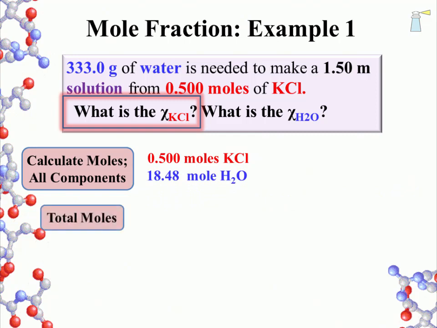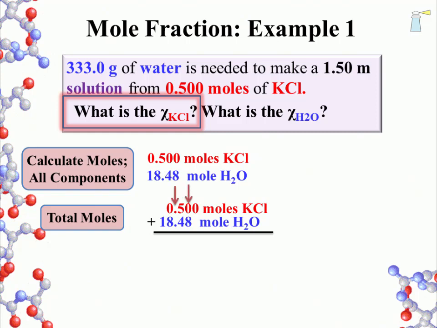Step 2 is the arithmetic step of adding all the mole values together to get a whole. That is 0.500 moles of KCl plus 18.48 moles of H2O. A good way to get the number of significant figures correct is to line up the decimal points and note the last digit of significance. The sum is 18.98 moles. Clearly there is much more water than potassium chloride, and we should expect the respective mole fractions to show that great difference.